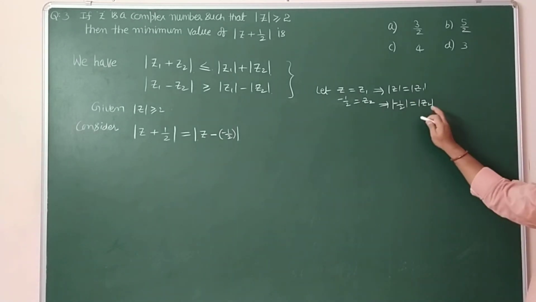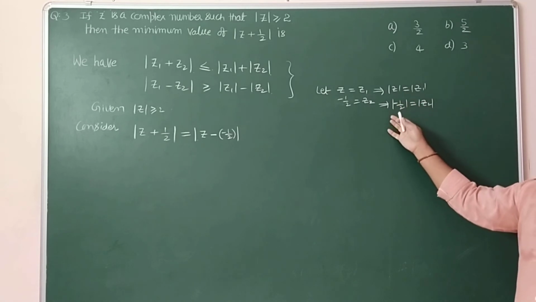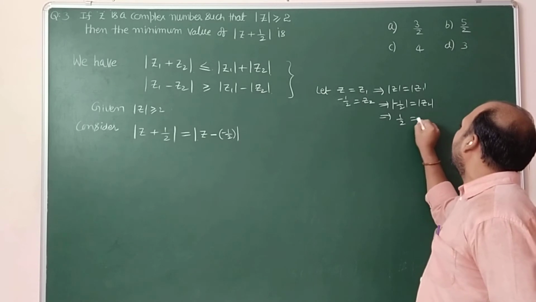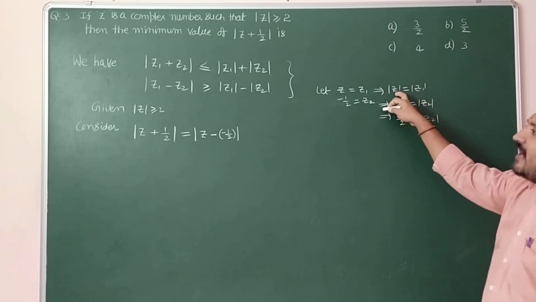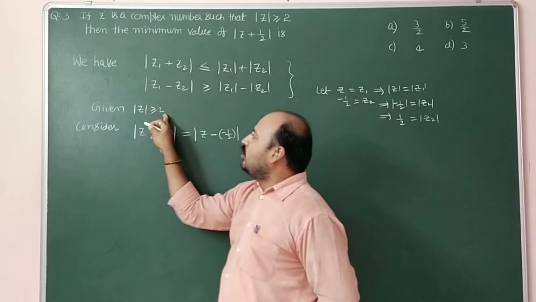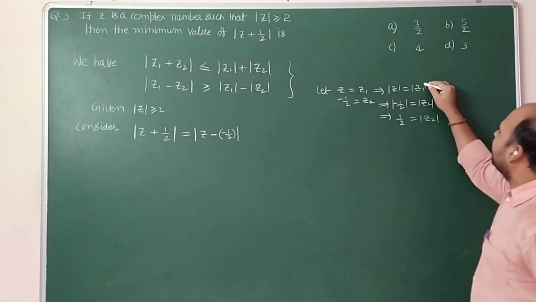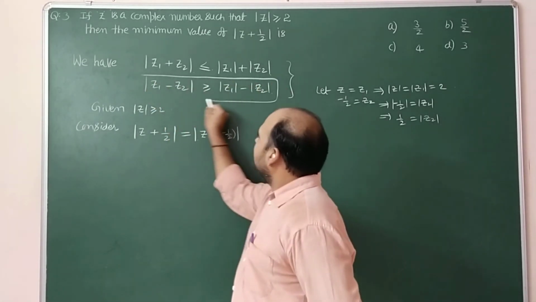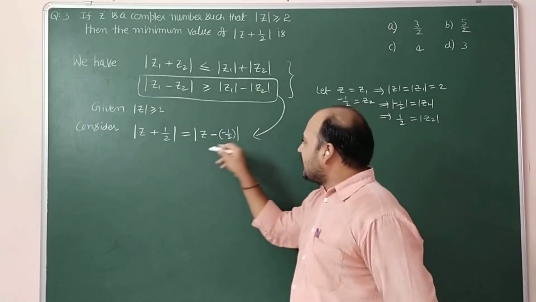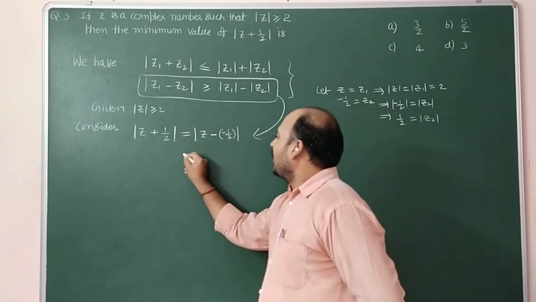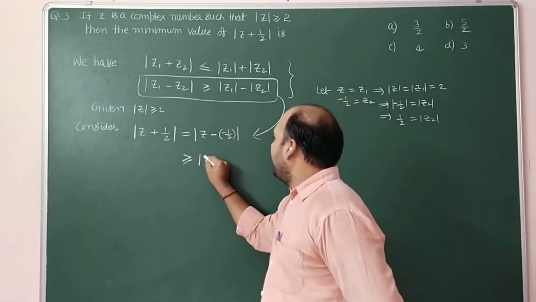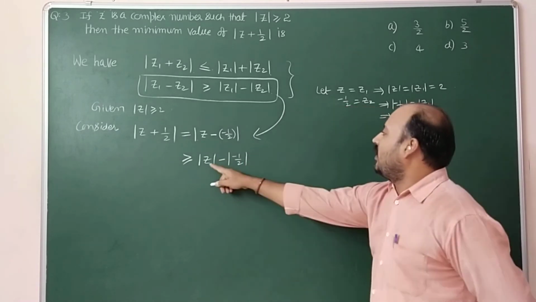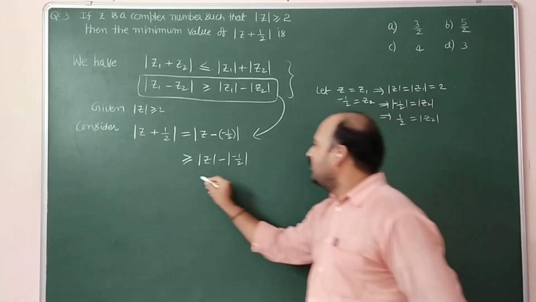We know that the magnitude of minus 1 by 2 is a constant. The root of minus 1 by 2 whole square is 1 by 2 only. So 1 by 2 is equal to mod z2. Mod z value is given: mod z is greater than or equal to 2, so mod z1 is equal to 2. By using the second inequality, this can be expressed as greater than or equal to mod z minus mod minus 1 by 2. Mod z is equal to mod z1 only.